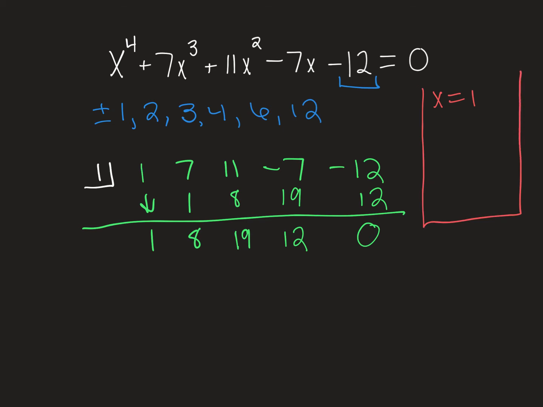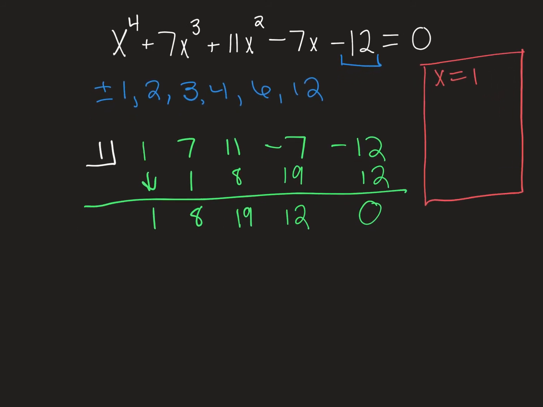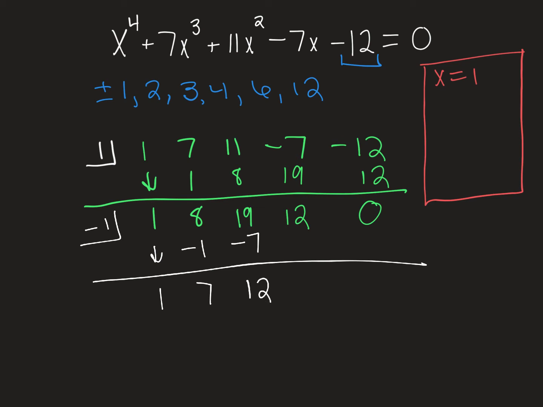So now, we got to try something else from our list. I'm going to go with negative 1. Like I said, I have no idea what the answers are to these. I'm just trying stuff to see what works. So, let's go with negative 1. 8 minus 1 is 7, times negative 1 is negative 7. 19 and negative 7 is 12. And negative 1 is negative 12. And look at that, we get a 0.